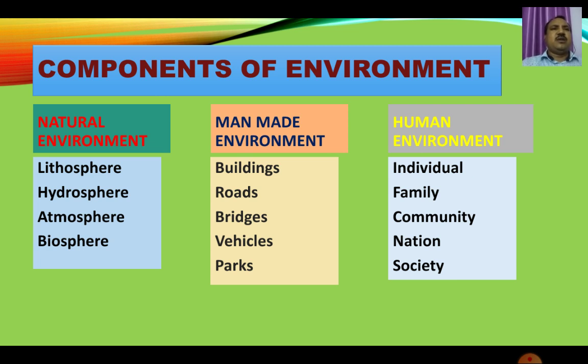The next is the man-made environment. The man-made environment includes the things in the environment which are made by human beings, such as buildings, roads, bridges, vehicles, parks, computers. So many things that have been made by human beings and are found in the environment are called man-made environment. Next is the human environment. Human environment includes individual, family, community, nation, and society.